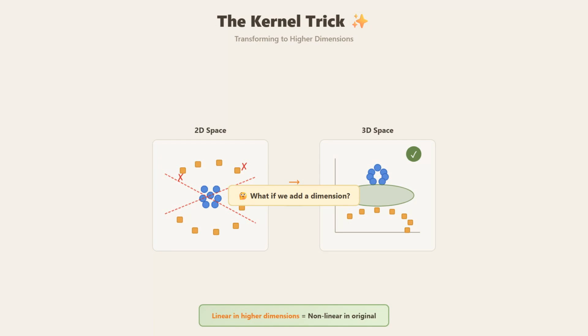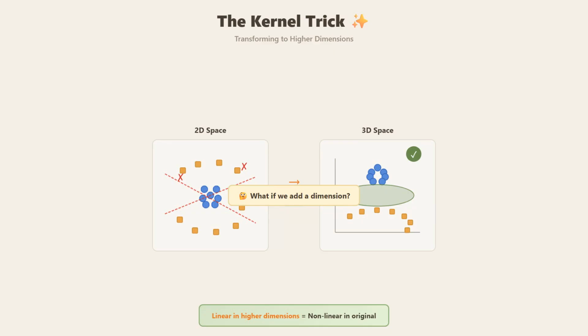The key insight is this: a non-linear boundary in the original space corresponds to a linear boundary in the transformed space. The SVM only needs to find a linear separator in the higher dimensional space, which it's already great at doing. But here's the really clever part.